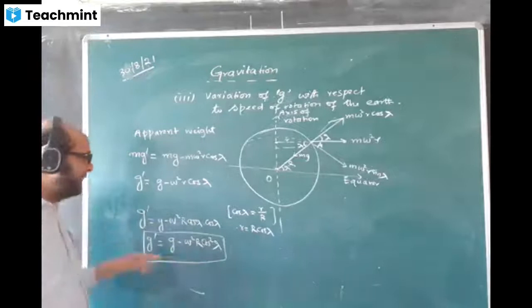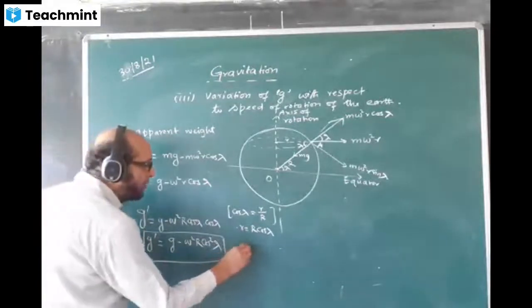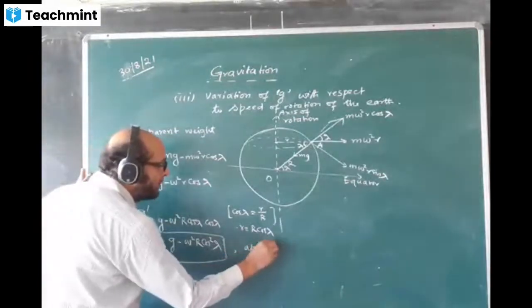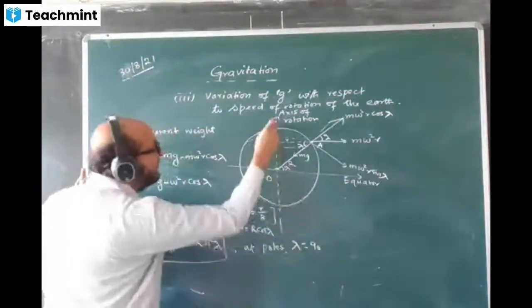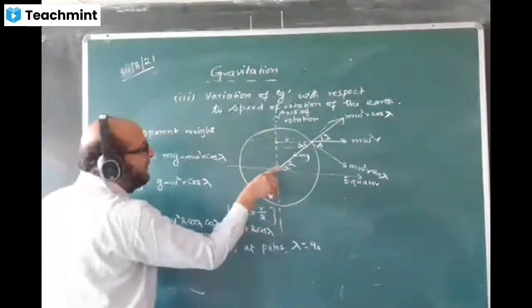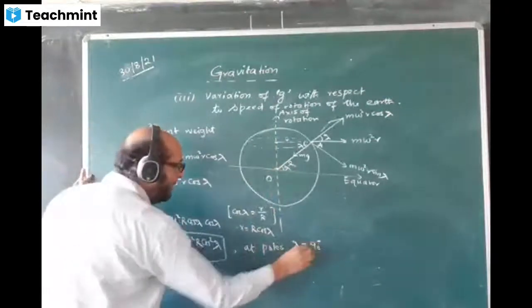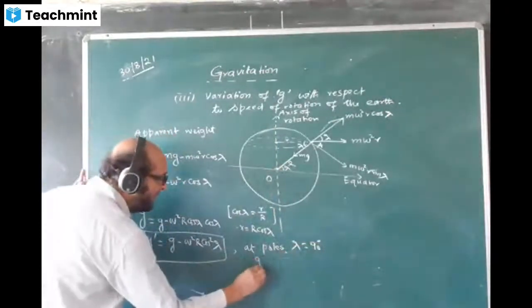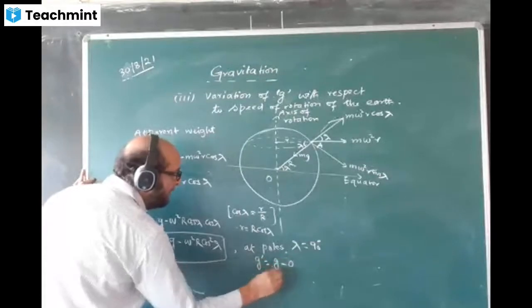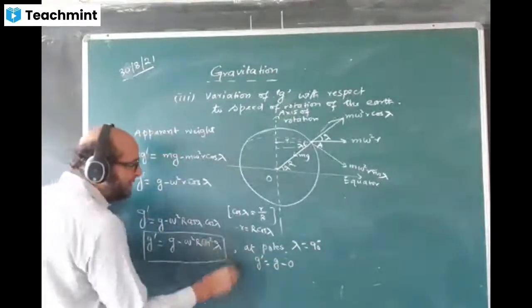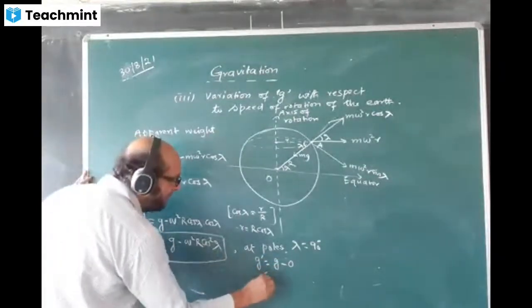Okay. After this, we can write here: at poles, lambda will be how much degree? 90 degree. At poles, these are the two polar points, so the lambda value will be exactly 90 degree. G dash is equal to G minus this term, which is 0, because cos 90 is 0. That means G dash value will be G.